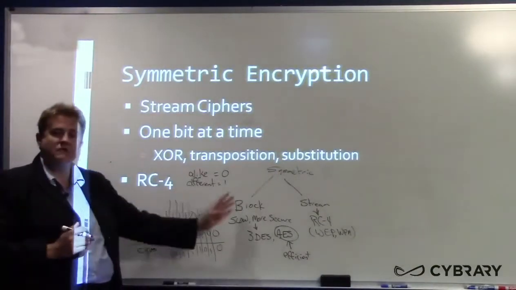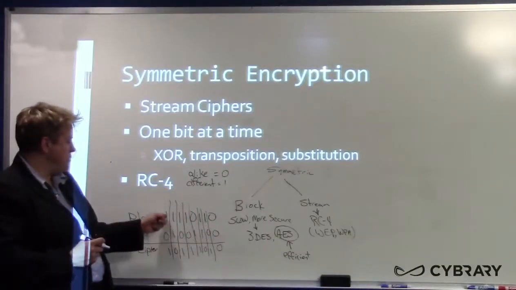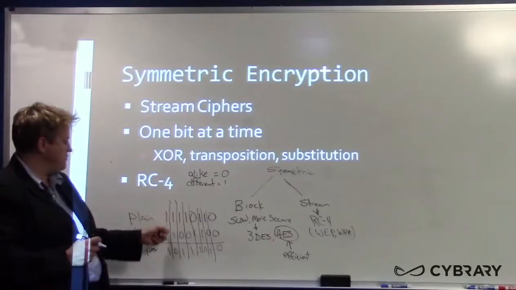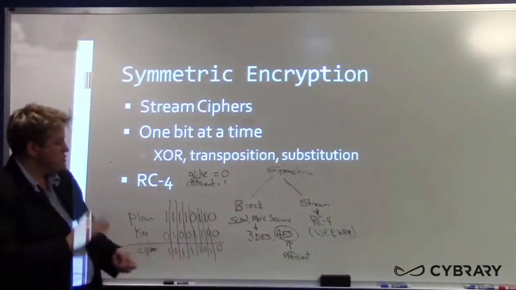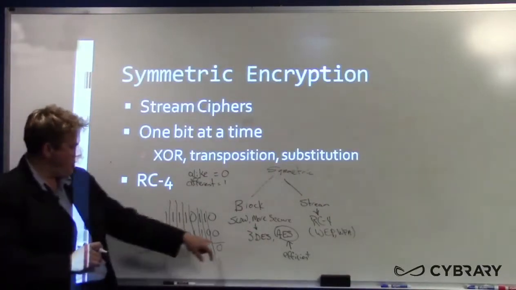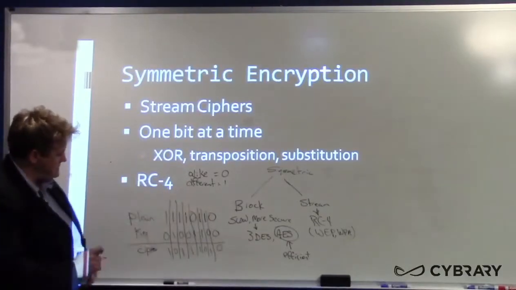And you can see how very fast this was to provide encryption. You take a key, match it up bit by bit with the plain text. If the two values are different, you get ciphertext 1. If the two values are the same, you get ciphertext 0. So boom, boom, boom, boom, boom. Very quick to encrypt, but also if you have the key, it's very quick to decrypt.